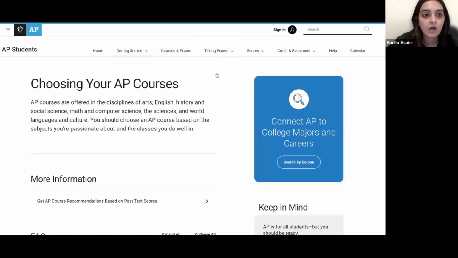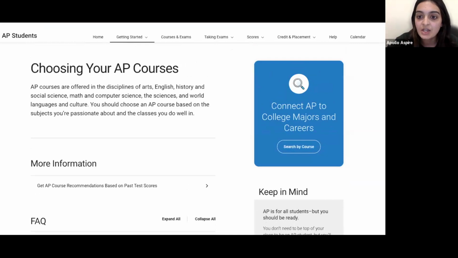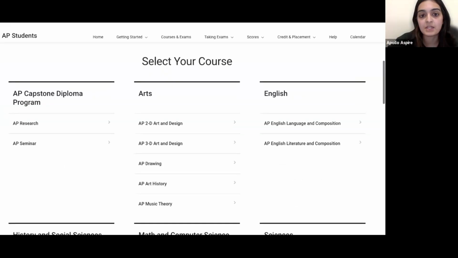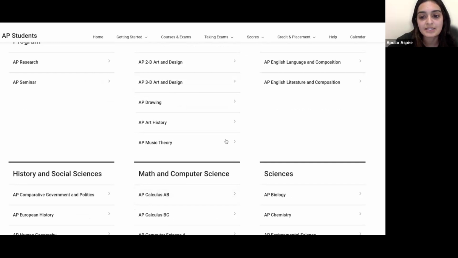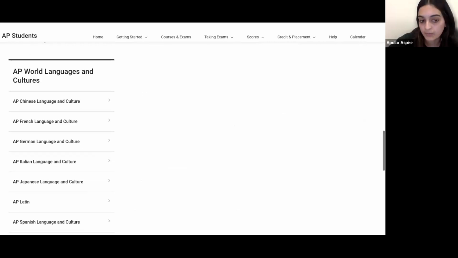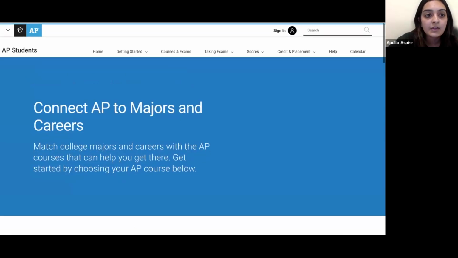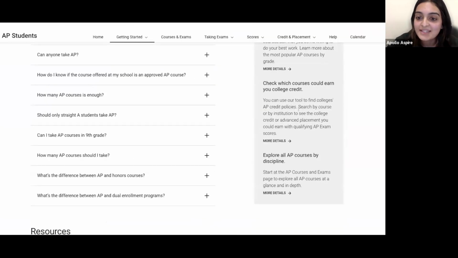So on this website, College Board has done a really good job at making it very easy to understand and digest. So if you click over here, you can see which AP courses will match the discipline that maybe you plan on going into. So you can see they have divided all of these disciplines here and listed the AP courses that align with that career choice. Another thing that I personally found super beneficial and I wish I had when I was in high school was that you can check to see which courses could earn you college credit.